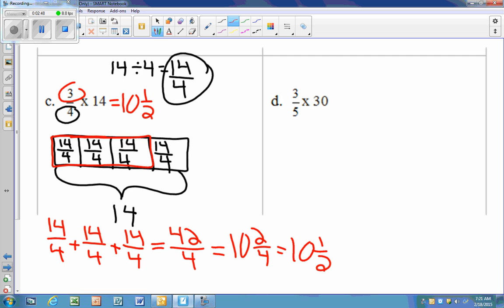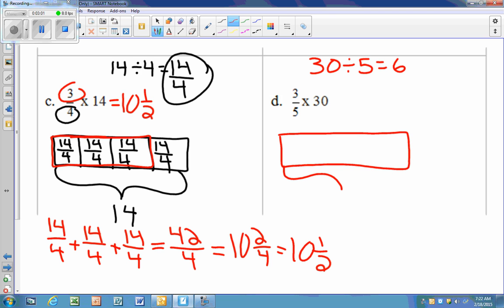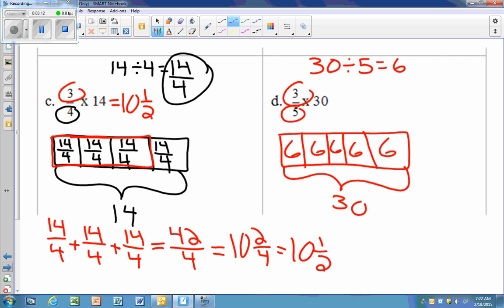Now looking over here, this time 30 divided by 5 would go in evenly. It's 6. So I can do it 2 ways. I can do my chips, but 30 is a lot of chips to draw. Or I can draw my tape diagram, which shows that this is worth 30. And I want 5 groups. And each one of those groups is 6. And I want 3 groups, which would be these 3 groups, which is 18. So my answer is 18.